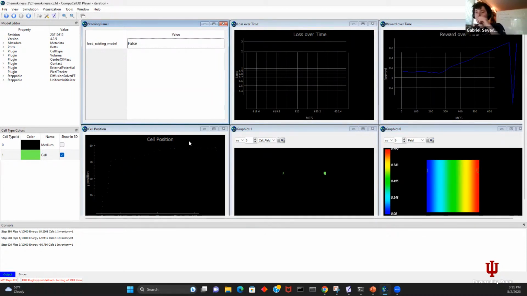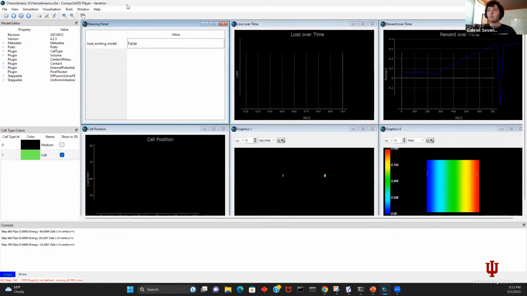And then we have a plot over here that shows the cell position, just as a sanity check. Where is the cell? Is it spending more time over here? Is it spending more time over there? So we'll just let this run for a little bit.